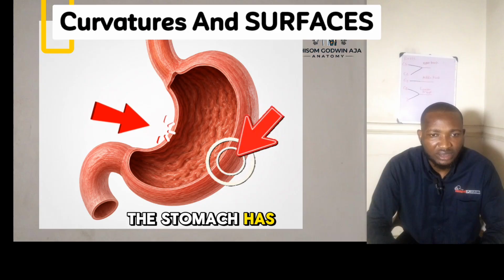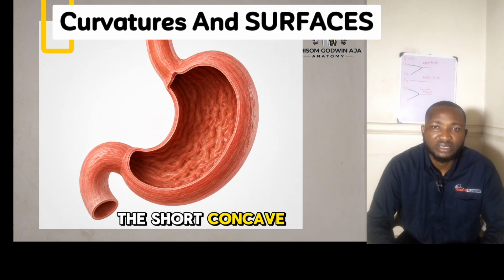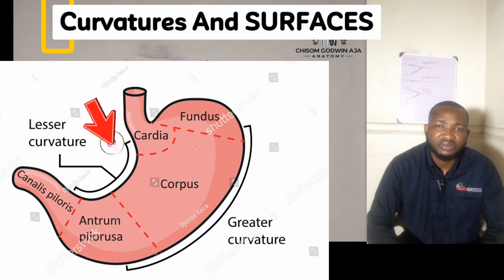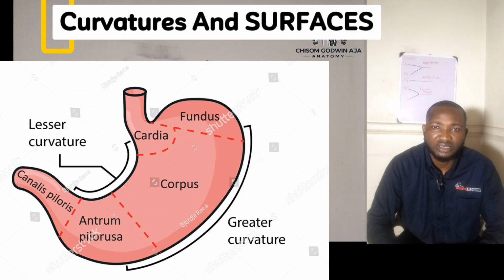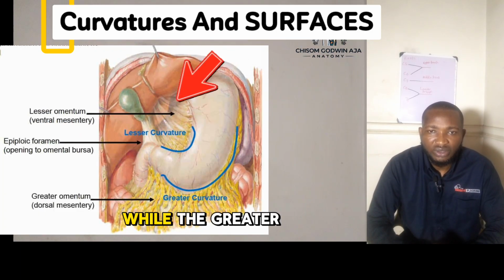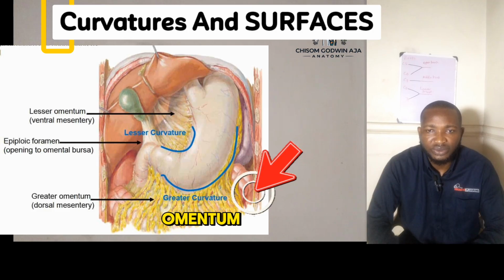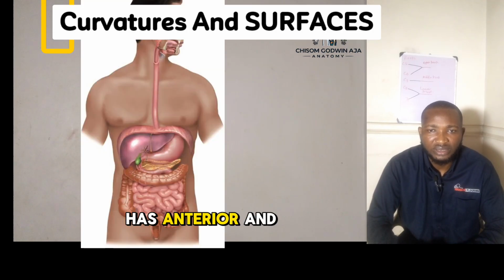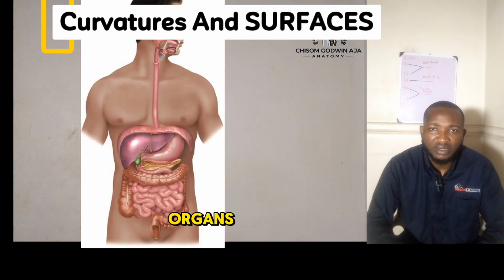The stomach has two important borders called curvatures. The short concave border is the lesser curvature. The longer convex border is the greater curvature. The lesser curvature gives attachment to the lesser omentum, while the greater curvature gives attachment to the greater omentum. The stomach also has anterior and posterior surfaces. These surfaces help define its relationship with the surrounding organs.